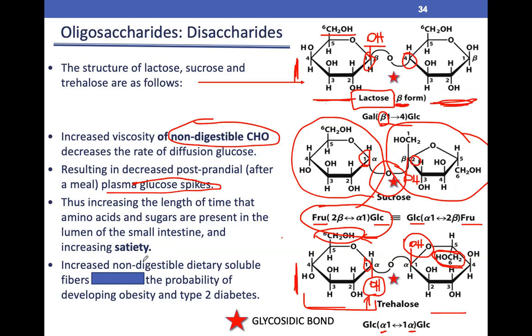At the same time, because I can't digest it and because it's not being broken down in my small intestine, it's going to think it's still full, and it's going to increase satiety. Satiety means how full you are. So both of these things, if you eat a lot of cellulose or a lot of non-digestible carbohydrates, do you think that it's going to increase your probability of becoming obese and developing type 2 diabetes, or decrease it? Decrease, right? That should make sense.